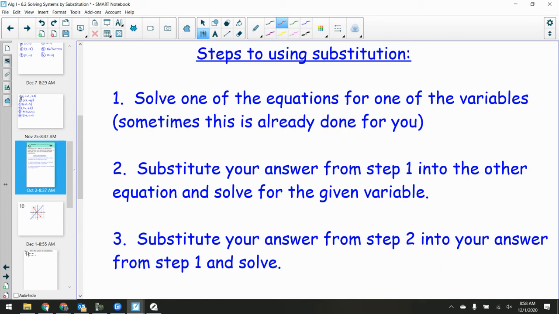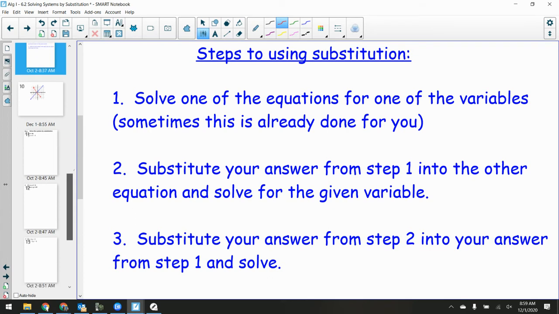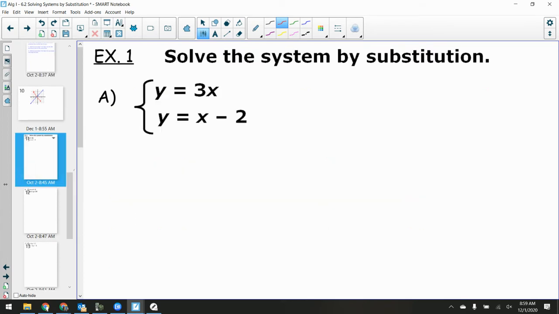Step 2, take what you got in step 1 and plug it into the other equation. So you know that variable that you solved for? Take what you solved for and plug it into the other equation and solve that equation for that variable. And then my last step, you're going to get x or y is equal to a number in step 2. My last step is to plug my answer from step 2 back into one of my equations and solve.